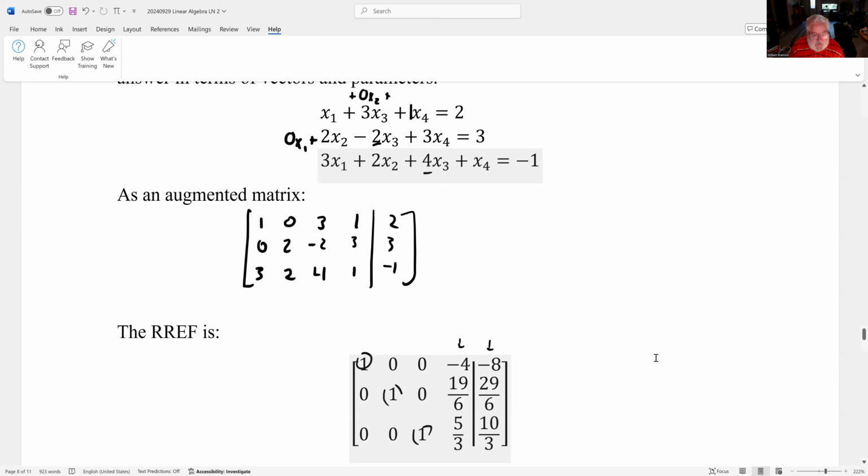So what are the solutions, right? If this is our system of equations, what are we getting? We're getting x1 minus 4x3 equals minus 8. We get x2 plus 19 over 6 x4 equals 29 over 6. And we get x3 plus 5/3 x4 equals 10/3. So we see there's infinitely many solutions because no matter what we choose for x4, we get a value for x1, x2, and x3.